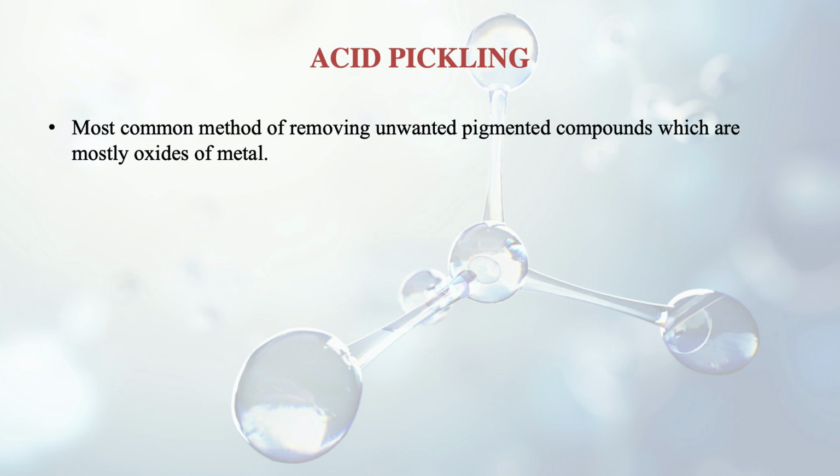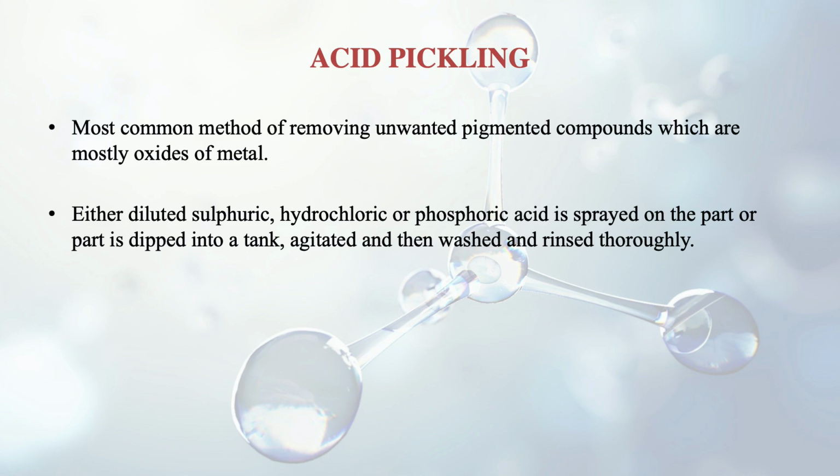So this one actually is the most common method which is used for removing unwanted pigmented compounds, which are mostly oxides of the metal. So for removing metal oxides, this acid pickling process is the best one. In this process, we use diluted sulfuric, hydrochloric or phosphoric acid, and this acid is sprayed on the part, or the other way around, the part is dipped into a tank and agitated thereafter, and further washed and rinsed thoroughly.